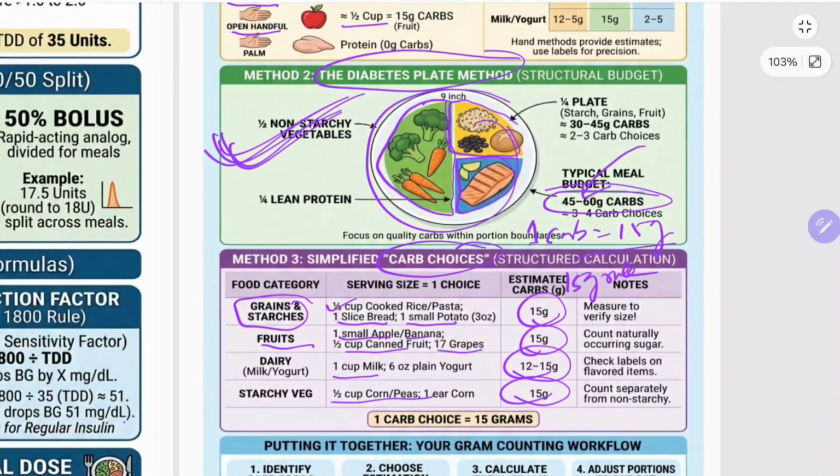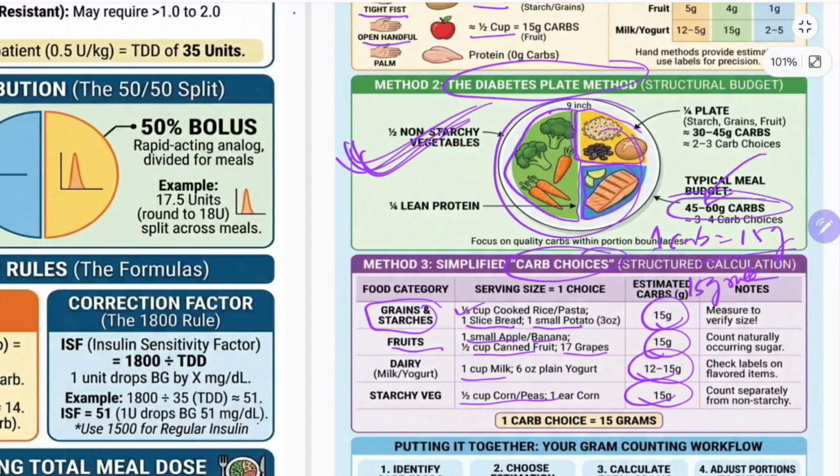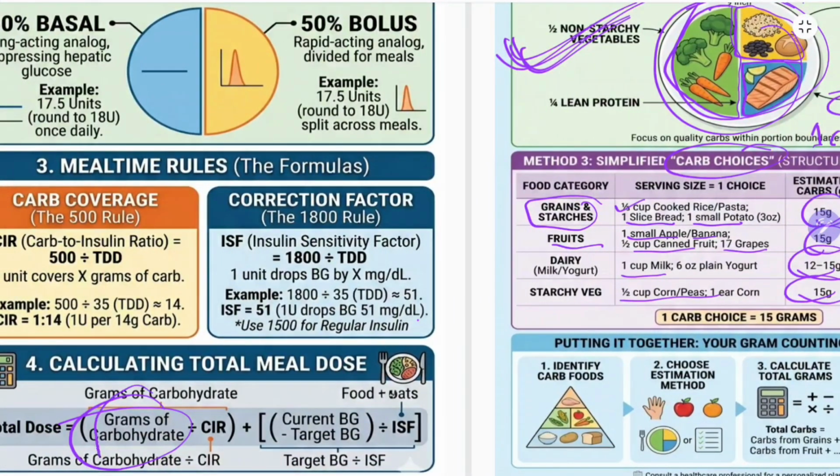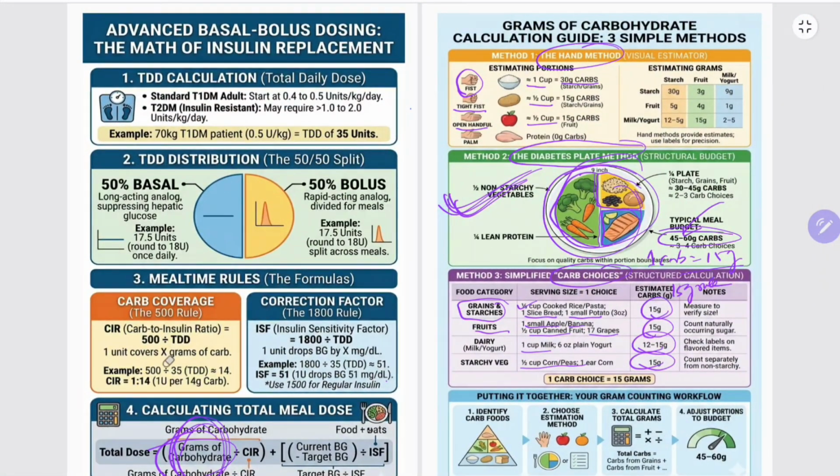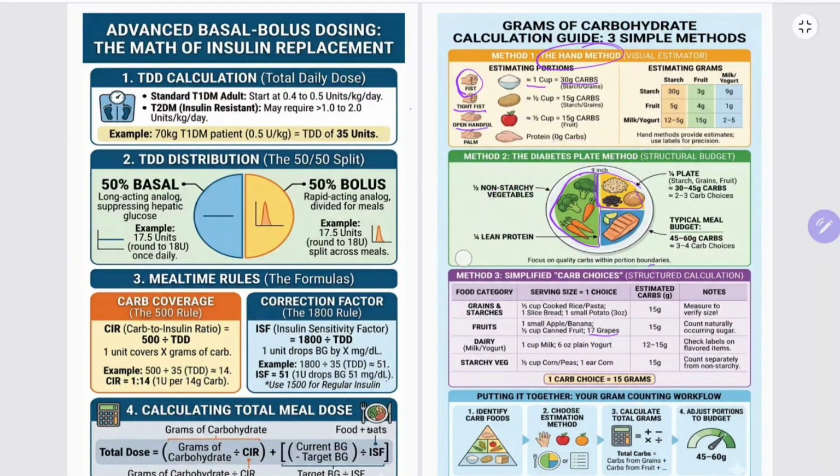The easiest among the hand method, plate method and carb choice is the diabetes plate method, because you instruct the patient and you know the patient will take 45 to 60 grams of carbohydrate. By that you can calculate the total meal dose. So that was the advanced method which we have discussed now. But the first method is the traditional and easy method, which most physicians follow.